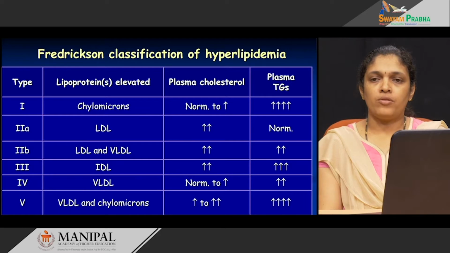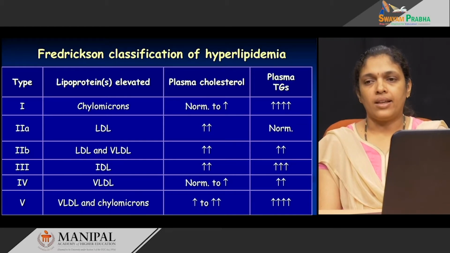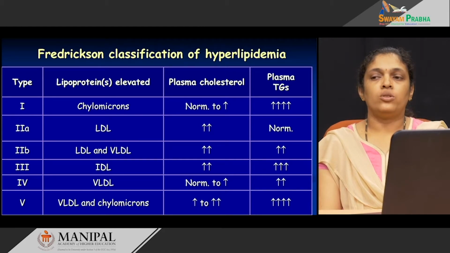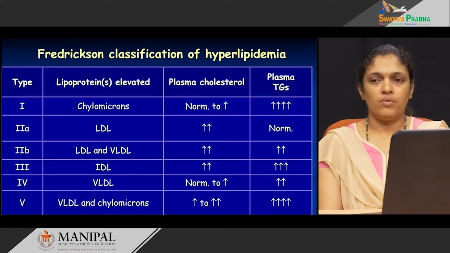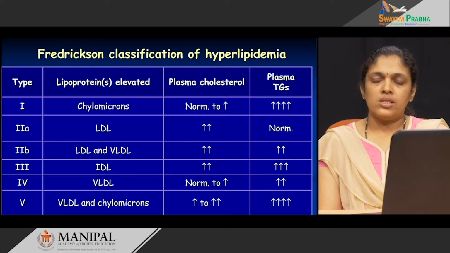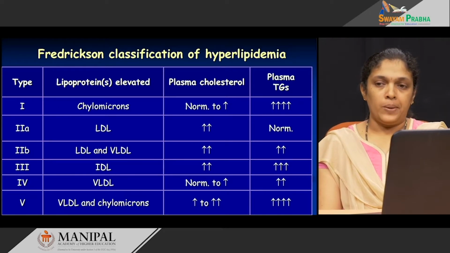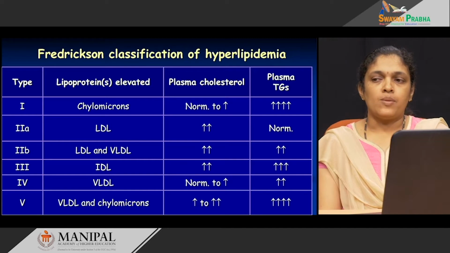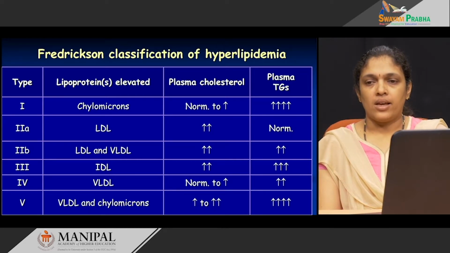Coming to the other subtype of type 2, type 2B, again you have a mutation which is of an unknown origin, but the lipoproteins that are elevated here are LDL and VLDL. Again the plasma cholesterol levels are high and also the triacylglycerols are high because you have an increase in VLDL. Moving on to the third type, type 3, wherein the lipoprotein that is elevated is IDL. The reason for this is a genetic variation in the ApoE. There can be an increase in plasma cholesterol as well as plasma triacylglycerols.